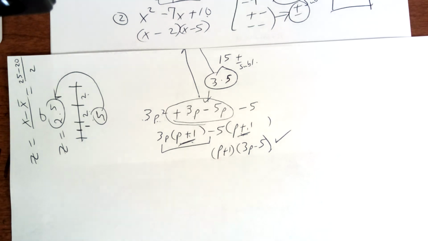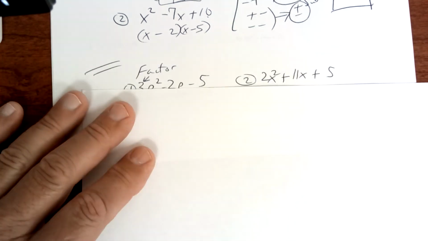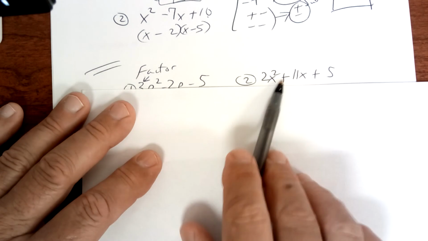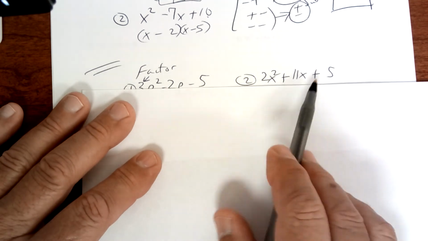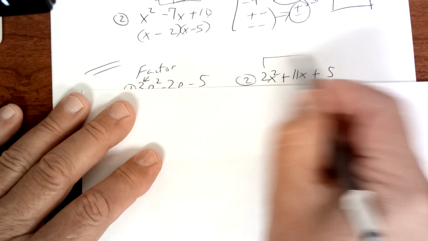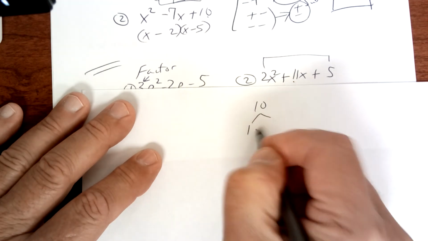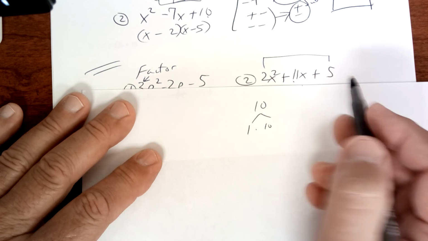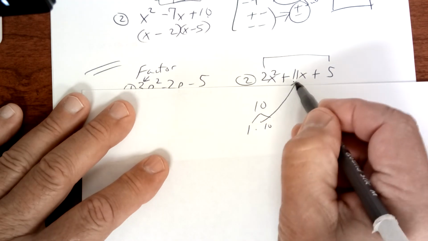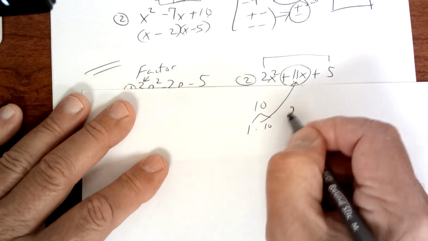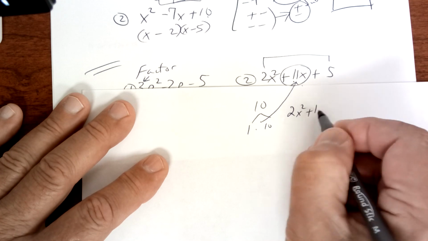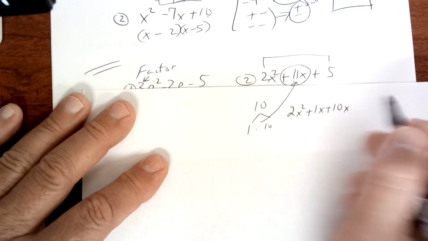This right here, you work the same way. You have 2 pluses, so you know you're going to be adding. 2 times 5 is 10, and you're looking for 11. So it's got to be 1 times 10, which is going to add to give you 11. So you're going to substitute in place of that 11. So it's going to be 2x squared plus 1x plus 10x plus 5.